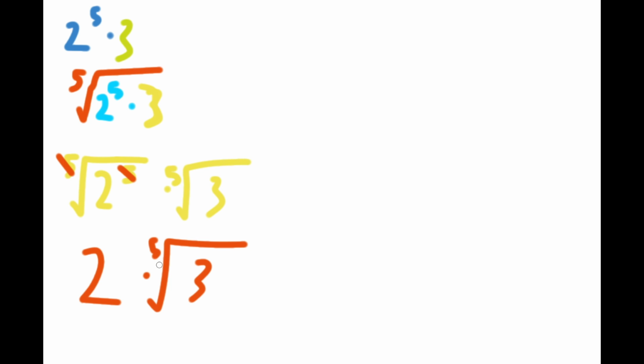Now, this is as simplified as we can get it, but we can write it in standard notation as 2 times the 5th root of 3. We don't put the dot in between, because if numbers are right next to each other, that means multiplication. So we don't know the 5th root of 3, and honestly, we don't care. We just want to simplify.